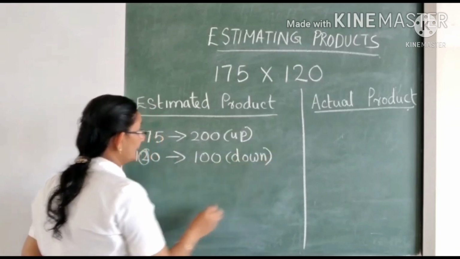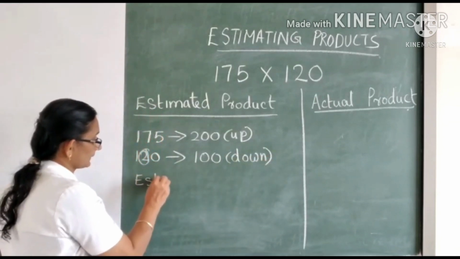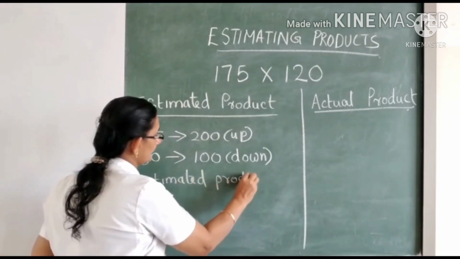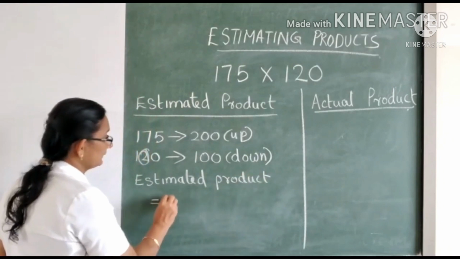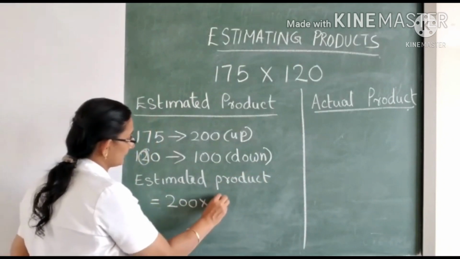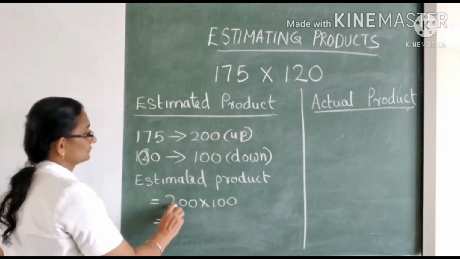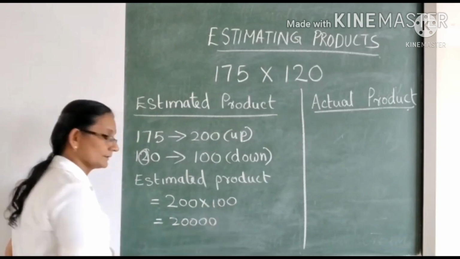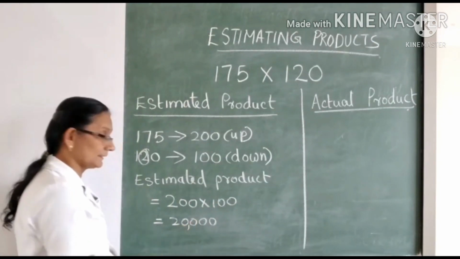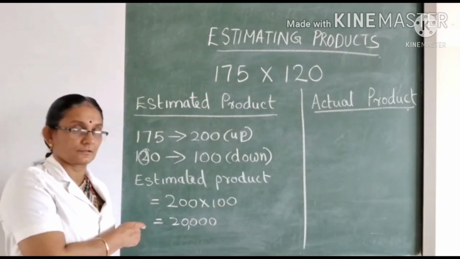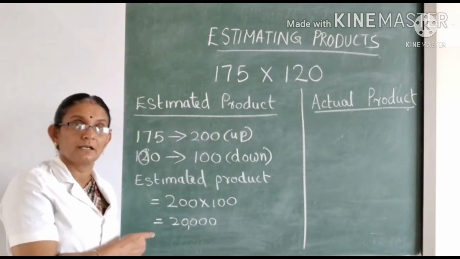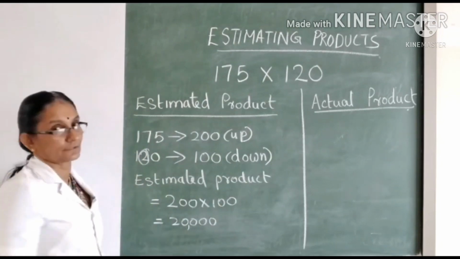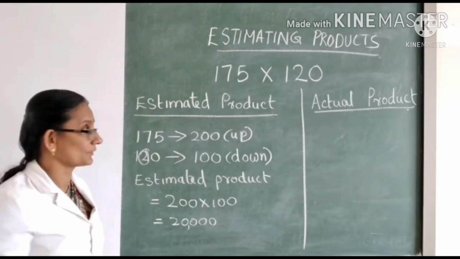Now let us find out the estimated product numbers. So estimated product is equal to 200 into 100, which is equal to 200 into 1 is 200, and then put 2 zeros to the right. So you get the answer as 20,000. So the estimated product or the estimated amount I have to spend for the food for a birthday party is 20,000.